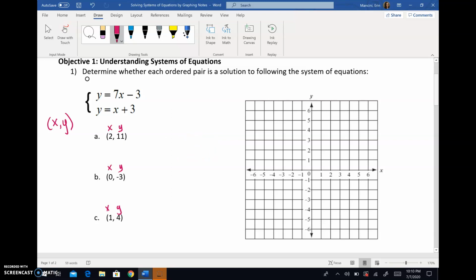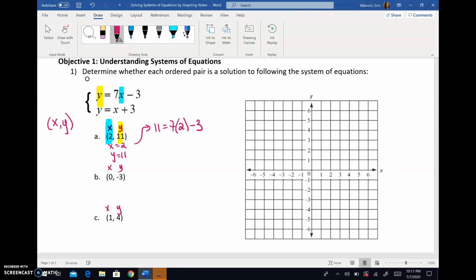Okay, so in problem A, just to rewrite this, x equals 2 and y equals 11. So we're going to plug into both equations and see if it's true or if it works. Okay, so the first equation is y equals, but now y is 11. So we're going to take whatever y is and plug it in for y here. Okay, so y equals 7 times whatever x is. So now we're going to take whatever x is and plug it in for x here. So it'd be 7 times 2 minus 3.